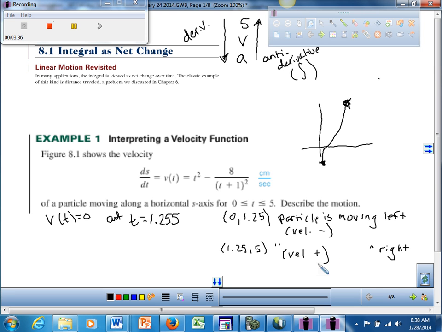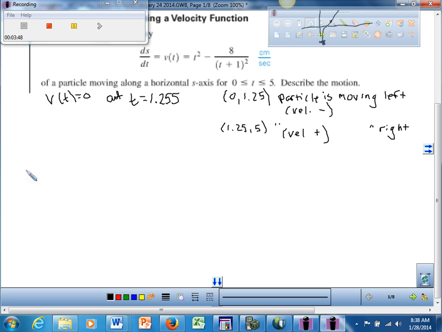Because velocity is a vector, so it has a magnitude and a direction. All right. Now this problem doesn't ask for this, but we're going to continue on. I want you to find the acceleration function. We have our velocity function. How do we get to acceleration? Derivative.